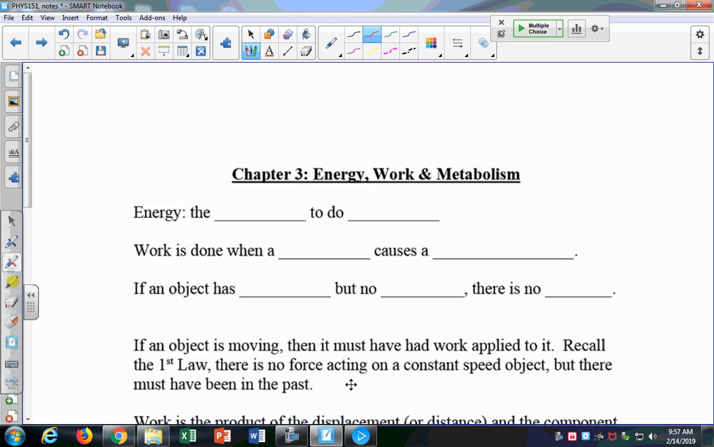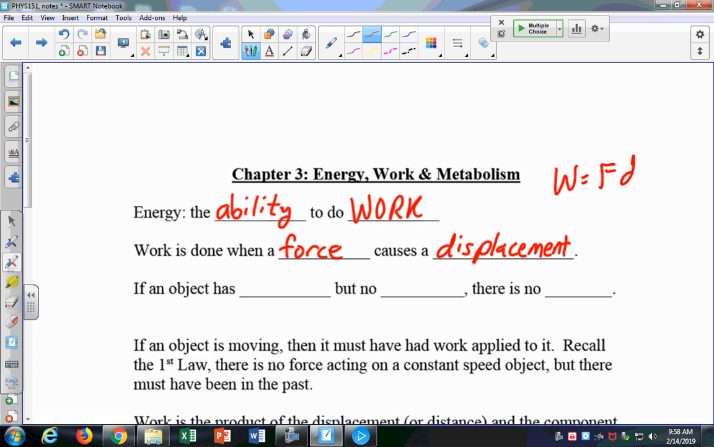So energy is the ability to do work. But look, work is not really what we think of as work. Work has a particular physics definition. When we're talking about work in a physics sense, work is done when a force causes a displacement. So work then is equal to the force times the displacement. I have to have both of them. If I have one without the other, then that's not work done.